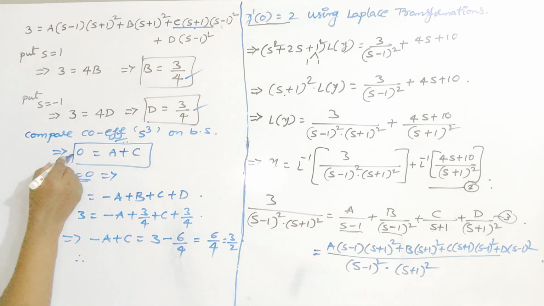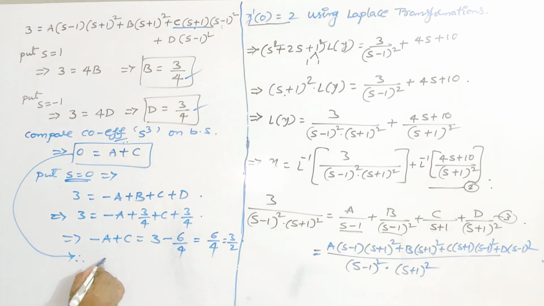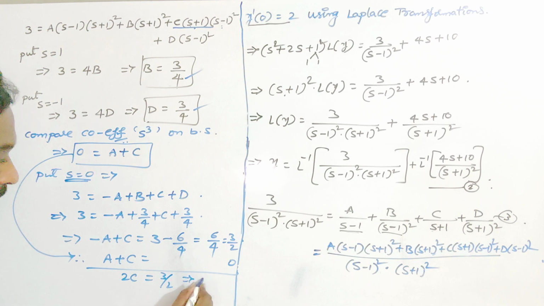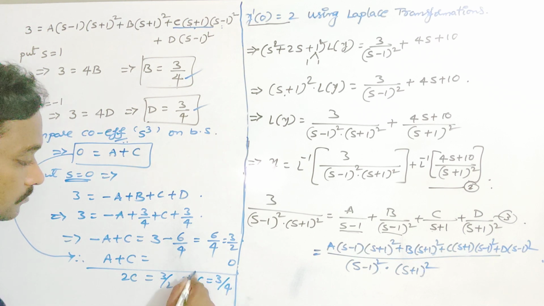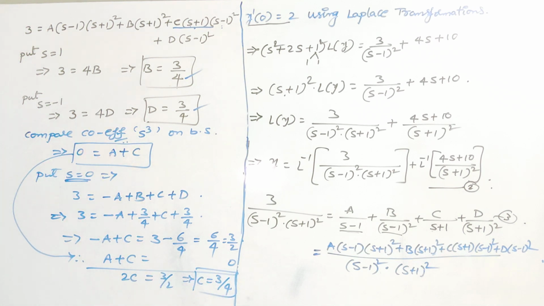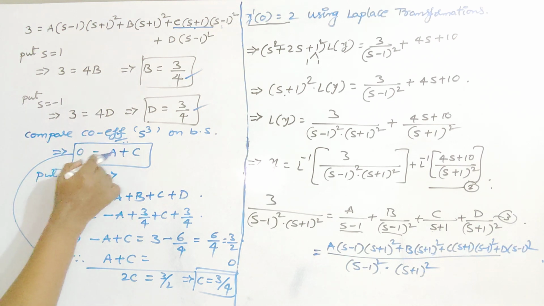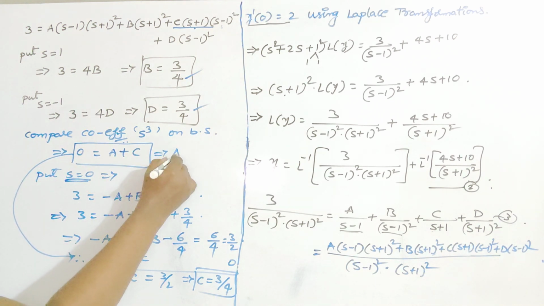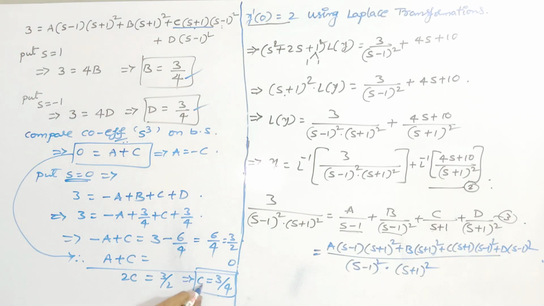So from this equation, you can write a plus c is equal to 0. You can add these both equations. You will get 2c. 2c is equal to 3 by 2 plus 0. It would be 3 by 2. I got c is also 3 by 4. Okay. Since a plus c is equal to 0, from this what is a value? Minus c. Already we got c value as 3 by 4. So you will get a is equal to negative 3 by 4.